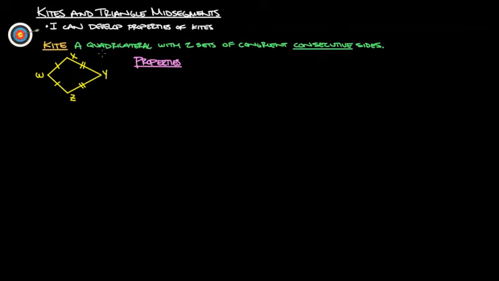A kite is a quadrilateral with two sets of congruent consecutive sides. Consecutive means they have to be in a row. So these two are congruent and they're consecutive because they're right next to each other. These two are congruent and consecutive because they're right next to each other. These two are consecutive, but they're not congruent. But as long as we have two different sets, here's our first set and here's our other set, that makes this here a kite.